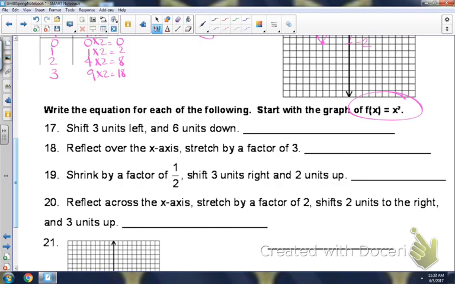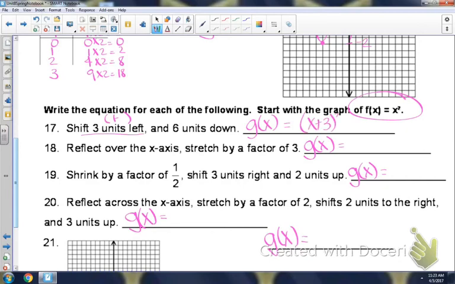So all of these, we're writing the equation, I'll just call it function g on every single one, but you need to have an equal sign, either y equals, g of x equals, f of x equals. Okay, so we're starting with x squared. We're shifting 3 units to the left. So that means you need parentheses and you should be adding, my bad. So you're going to have x plus 3. Don't forget the squared on the outside of the parentheses. If you forgot the squared, it would be linear. And then you're going down 6, so minus 6.